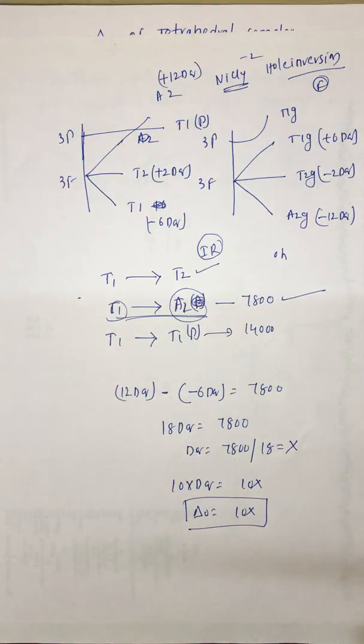So this is the way to calculate the delta knot for tetrahedral complexes. First we have to draw the Orgel diagram, whatever Orgel diagram is there for the octahedral complex. If you learn the Orgel diagram for octahedral complexes properly, then it's very easy to calculate for the tetrahedral complexes.